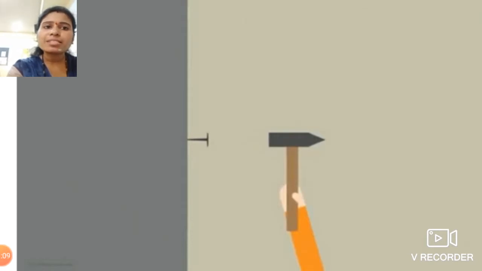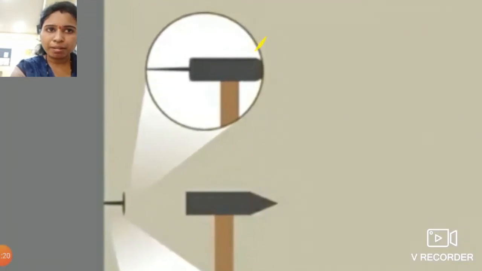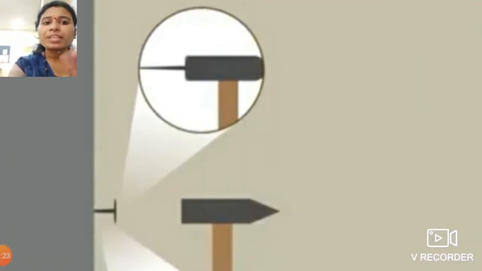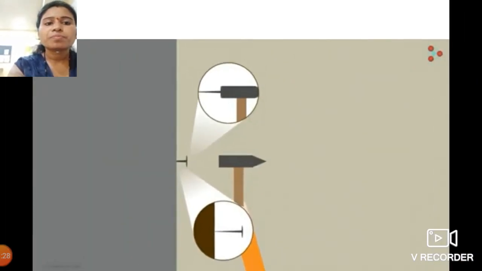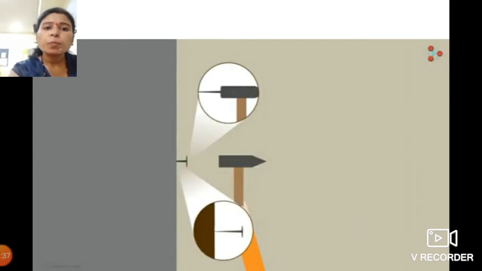Now, let me ask you an interesting question: what will happen if you hammer the pointed side of the nail and try to pierce the wall with the flat side? See over here. What will happen? You will find that it is really difficult to push the flat face of the nail through the wall, even if you apply more and more force than you did in the first case.